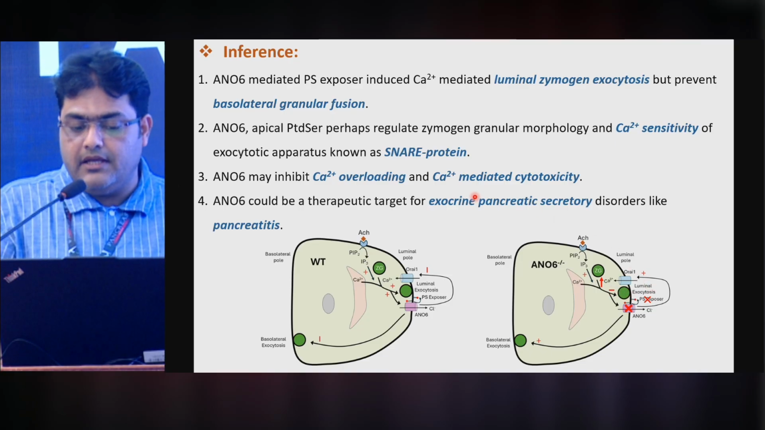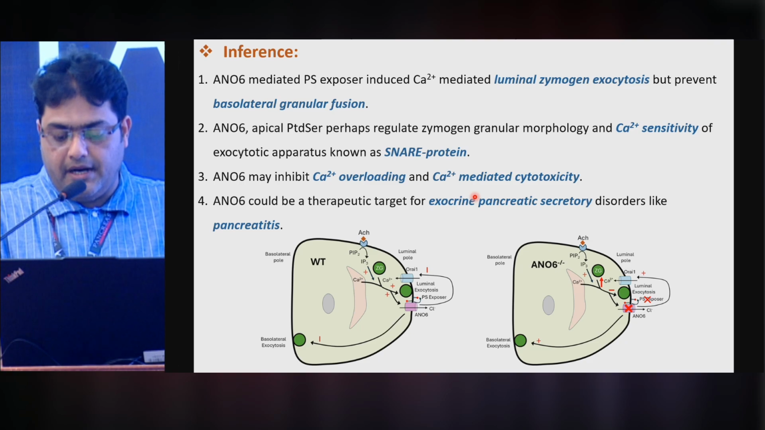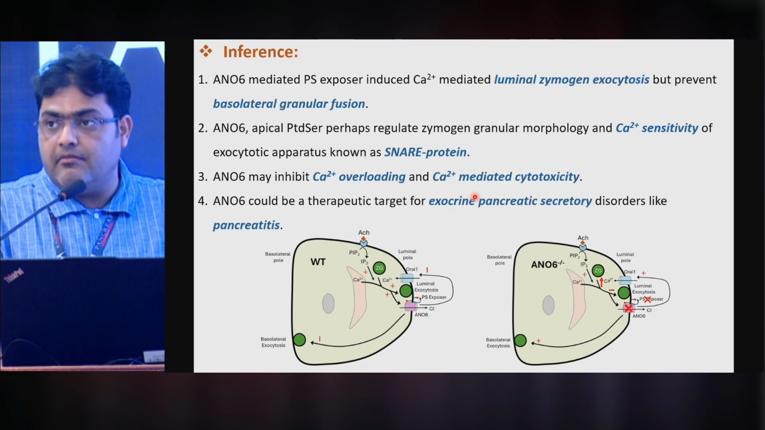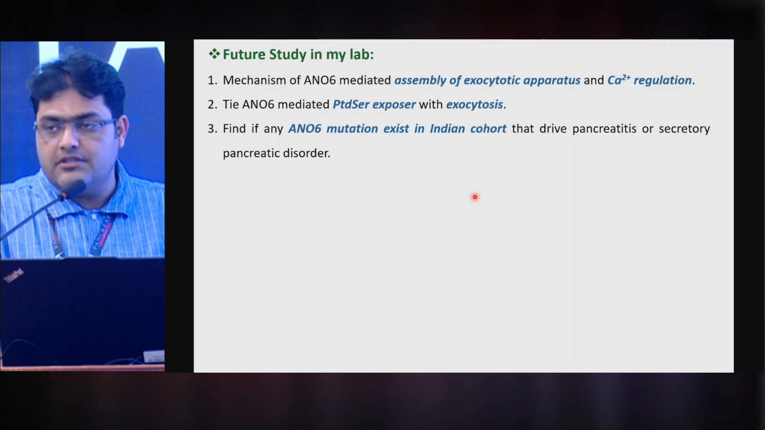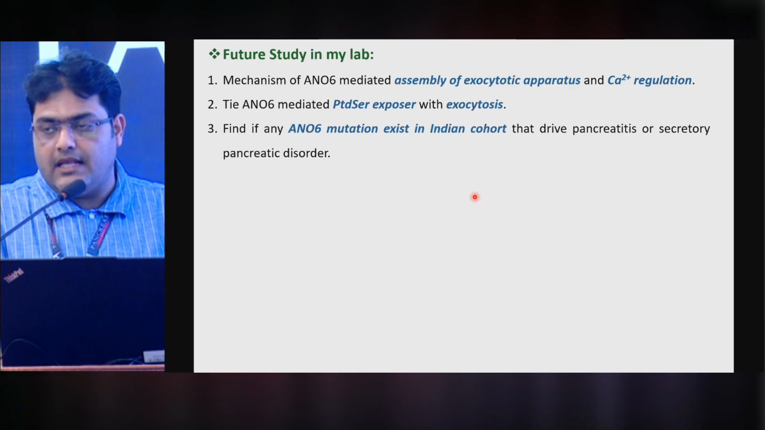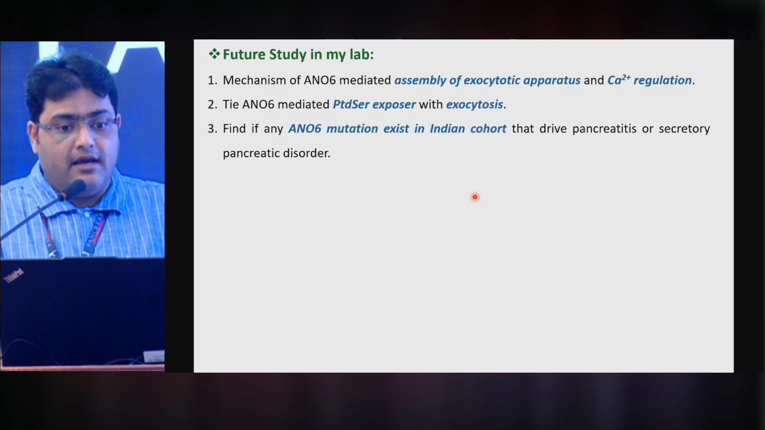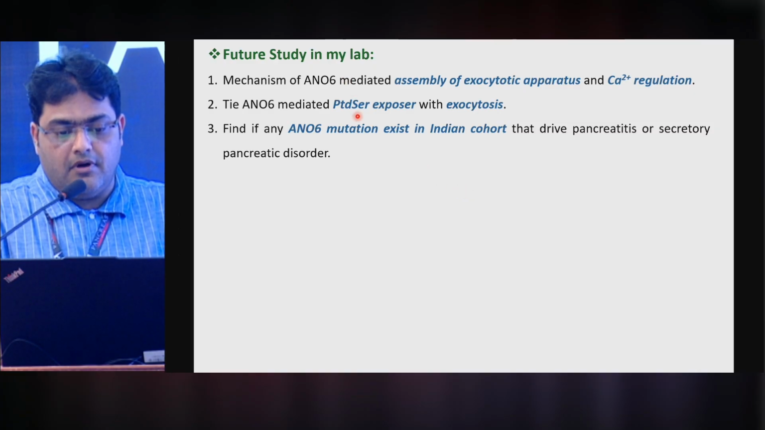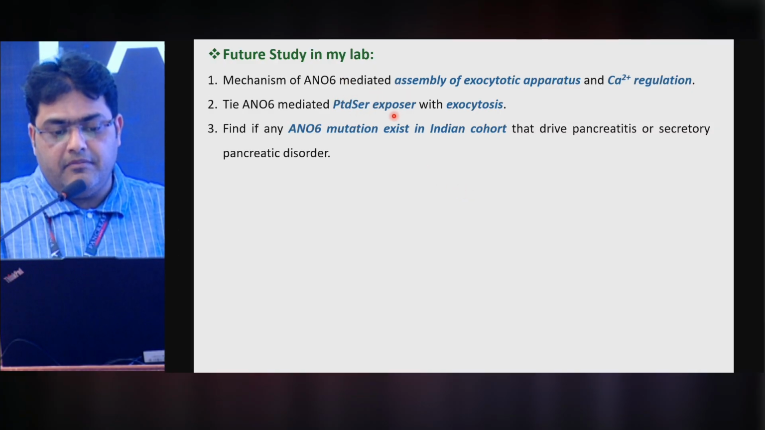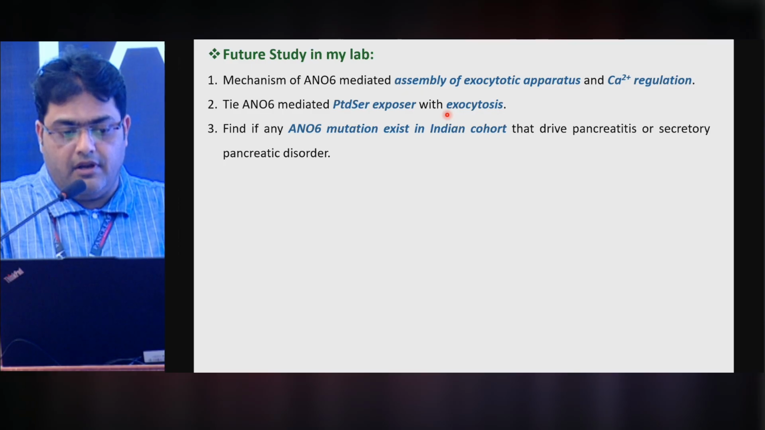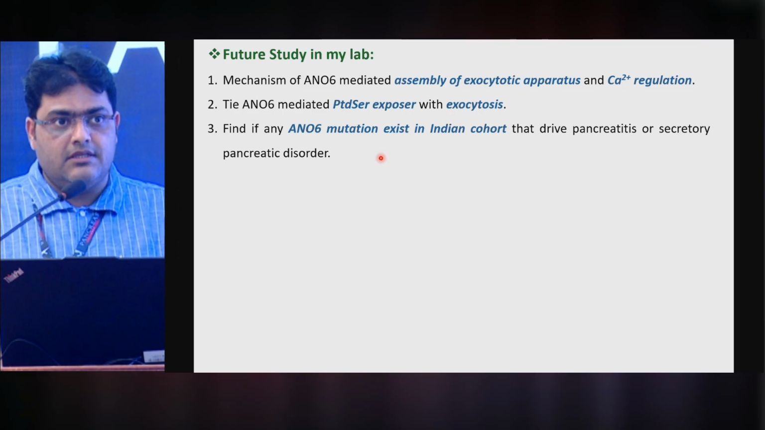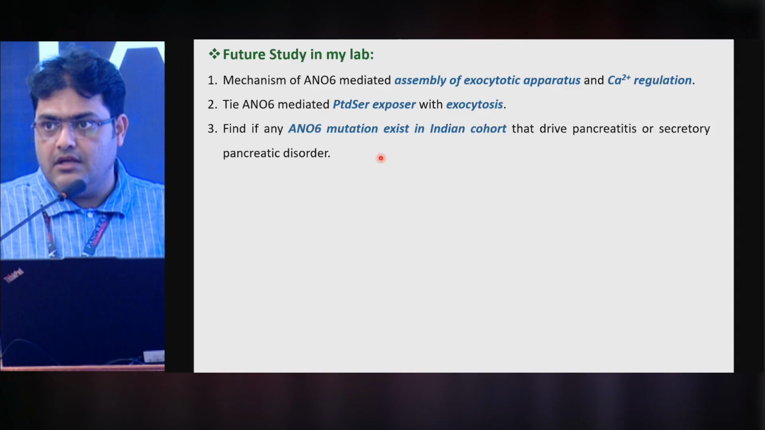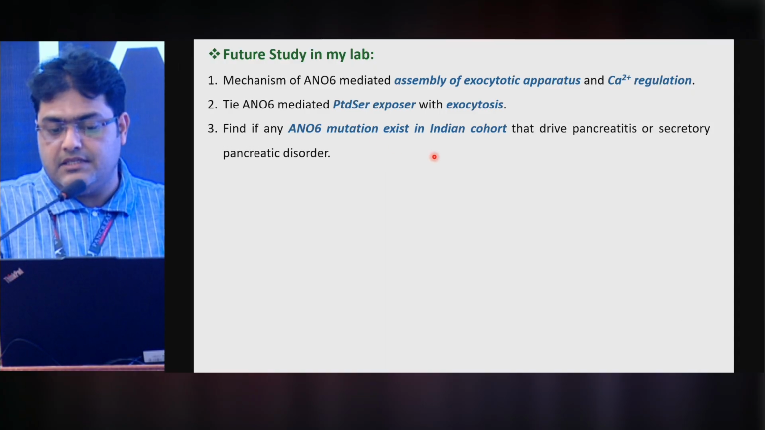So this could be a therapeutic target for exocrine pancreatic secretory disorders, especially pancreatitis. So, future study in my lab: how the exocytotic apparatus assembly and calcium regulation are tied up by ANO6. This is the most important thing I am now focusing on, tying up the pH exposure with the exocytosis phenomena, and finding out if there is any ANO6 mutation, because you can see it is a major regulator of exocytosis. So, if any ANO6 mutation exists in the Indian cohort that drives pancreatitis or secretory disorder.